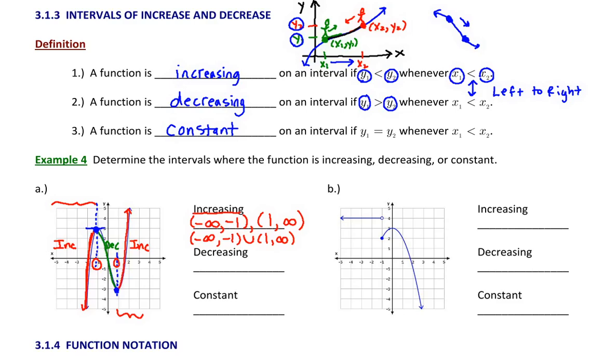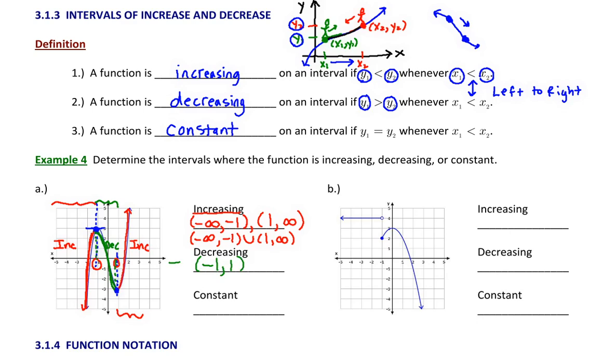Now, let's figure out where this function is decreasing. So our little green segment here, we figured out it was decreasing, and I want to figure out what x values correspond to that interval. So my leftmost x value here is negative 1, and my rightmost x value is 1. So it is decreasing from negative 1 to 1.